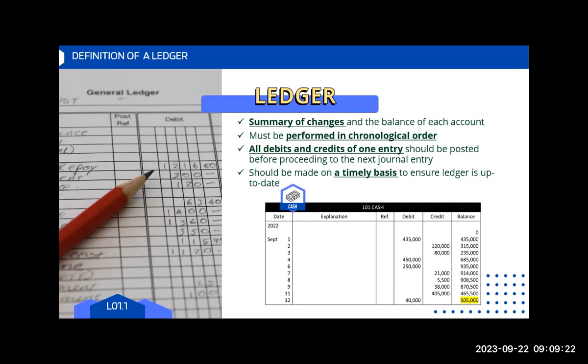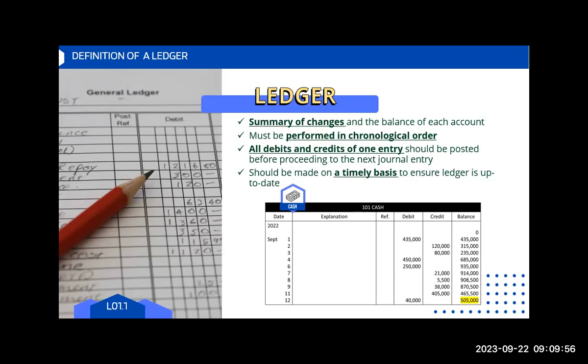So let's start. So the date is September 2022. So on September 1, you had a debit of 435,000. So you start off with 0 balance at the start, right? And then mayroon kang debit of 435,000. So a debit increases cash. So next, yung balance mo on September 1 is 435,000. And then second, September 2, nagkaroon ka ng credit. So nabawasan ka ng 120,000. So now the balance mo ng September 2 is 315,000.